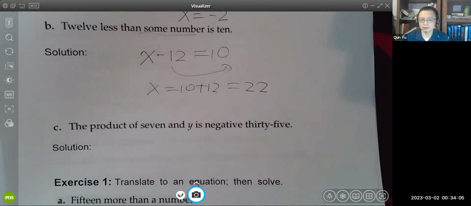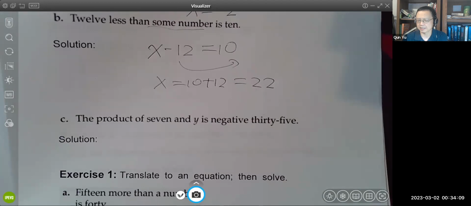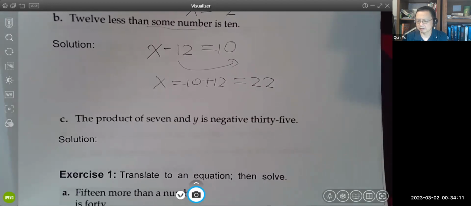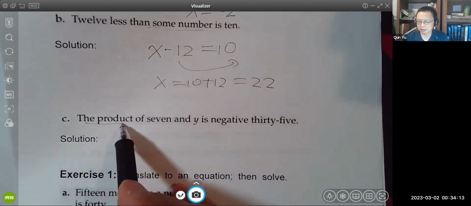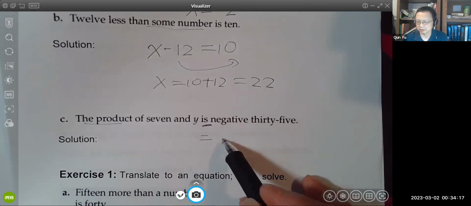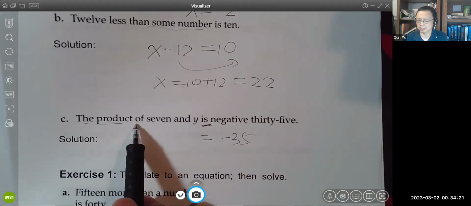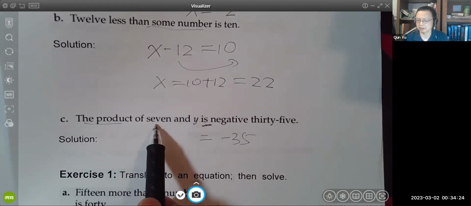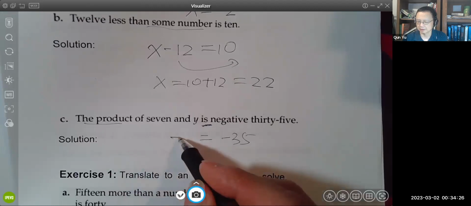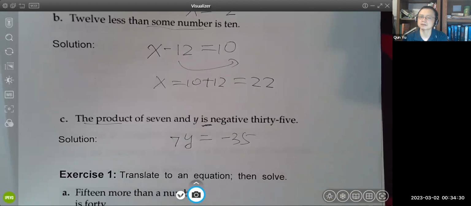Now, next example C, the product of 7 and y is -35. The product is, that's the equal sign, -35. The product is the result of two parts multiplied together, and those two parts are 7 and y. These two parts multiplied together is -35.